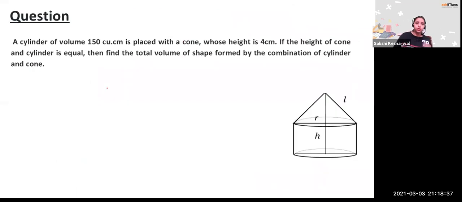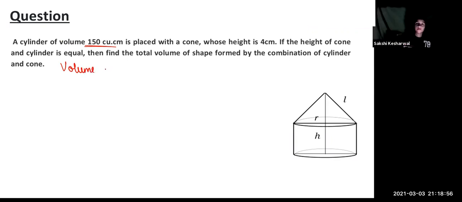So let's do the question. What is the first question? The first question is: a cylinder is having a volume of 150 centimeter cube. The volume of the cylinder is what is given to you.